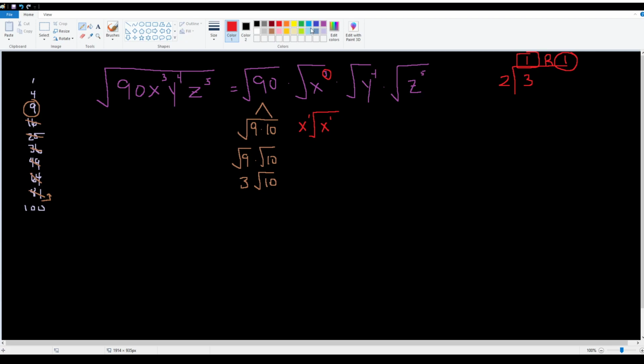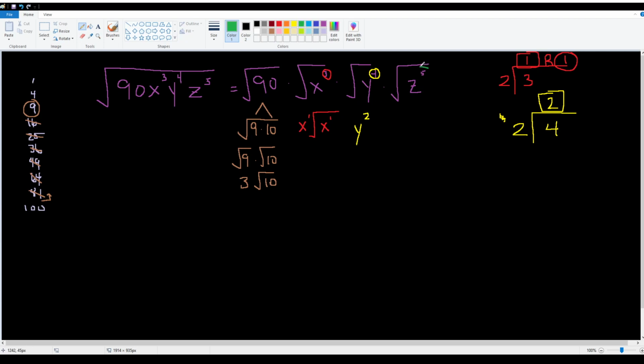Now I'm going to do the same with the rest of these. I'm going to come over here to the 4, and I have an exponent of 4. So I'm going to take 4 and divide it by 2. How many times does 2 go into 4? 2. This doesn't have a remainder. It has a remainder of 0. If I don't have a remainder, that just means nothing is left underneath the radical. Everything is outside the radical. So this is going to end up being y to the second power on the outside of the radical.